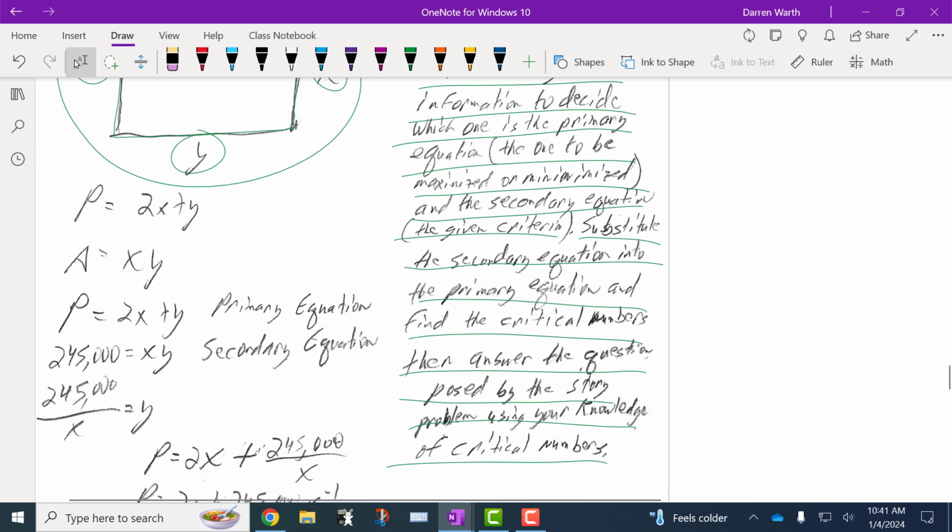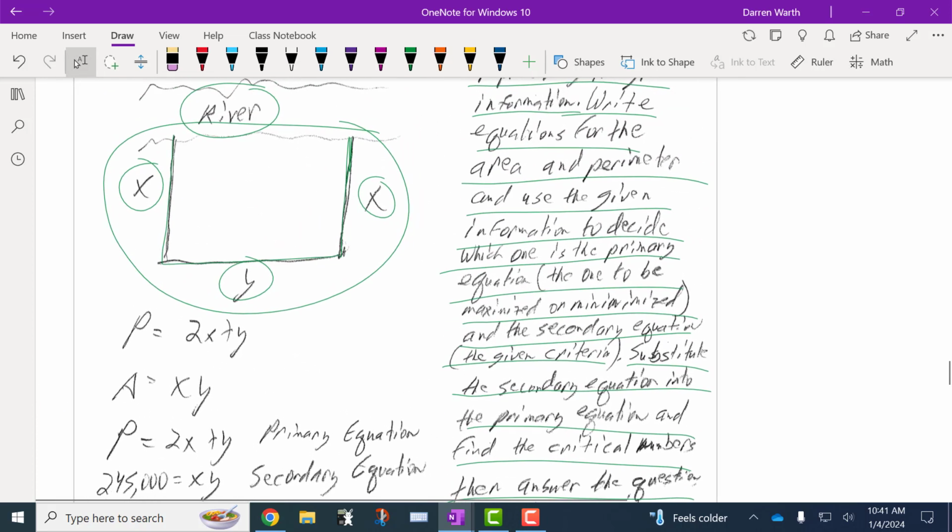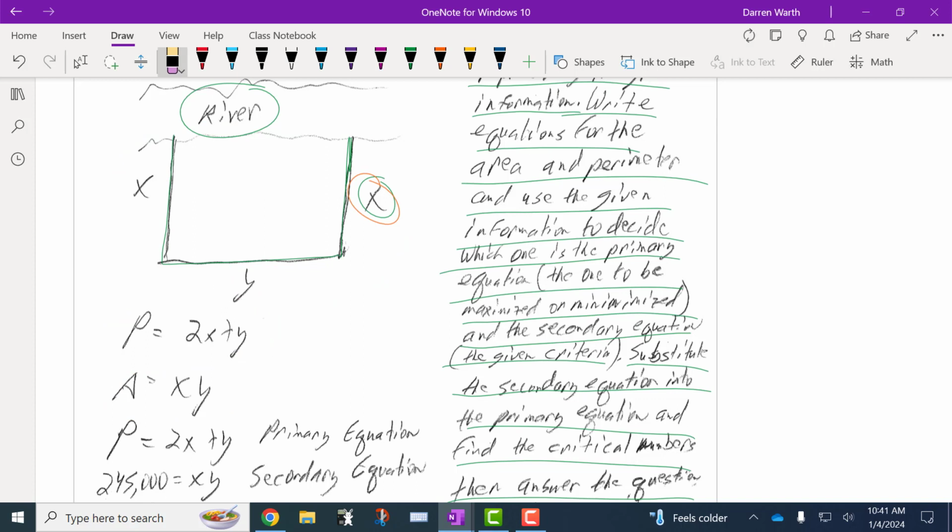So first off, you're going to notice I take this shape right here, and notice here's my perimeter formula, x, x, and y. So perimeter is 2x plus y. Here's my area formula, which is going to be x times y. Once I have my two formulas written down, I'm going to look at my problem and see which one is the primary equation, and which one is the secondary equation. So my primary equation, it says right here, what dimensions will require the least amount of fencing.